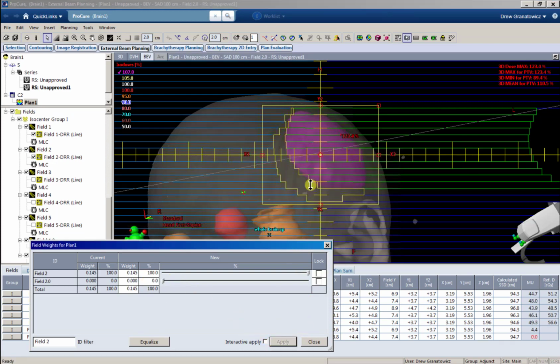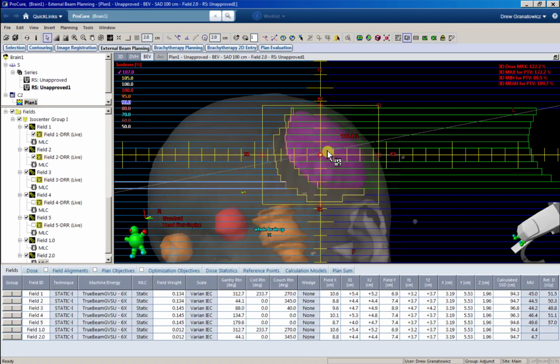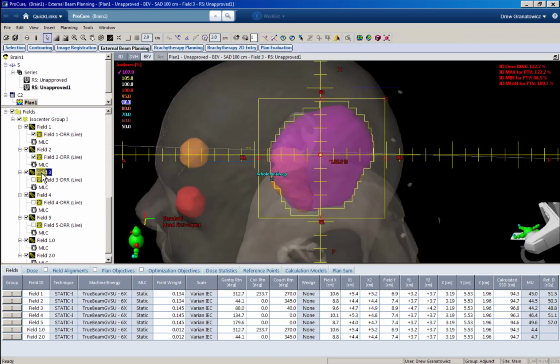Just check if anything happened. So 123.4, 122.2, so it's just barely changing. Add a little bit more. No, you see that? It kind of blew up a little bit. That means we lost some coverage, so I need to go back to 8. Technically our hotspot did go down, so it is doing something.